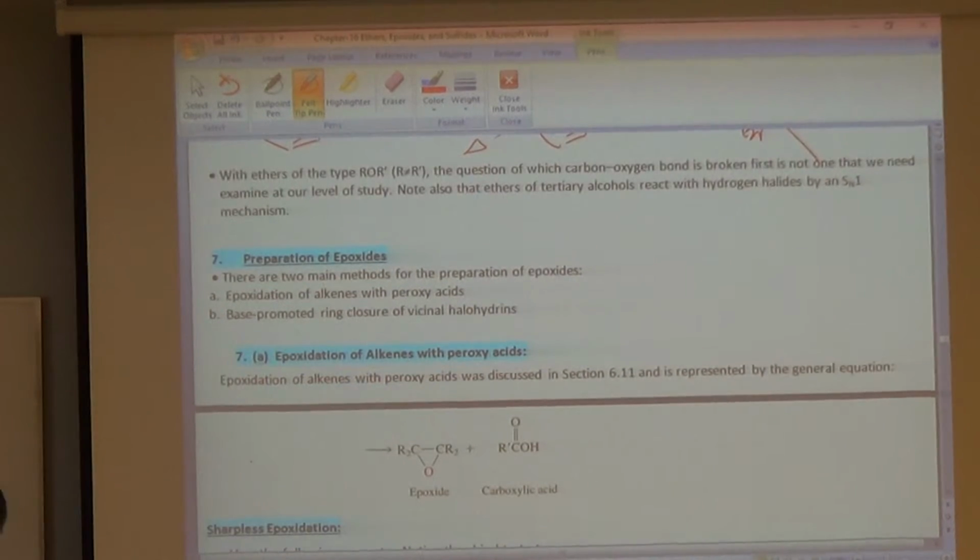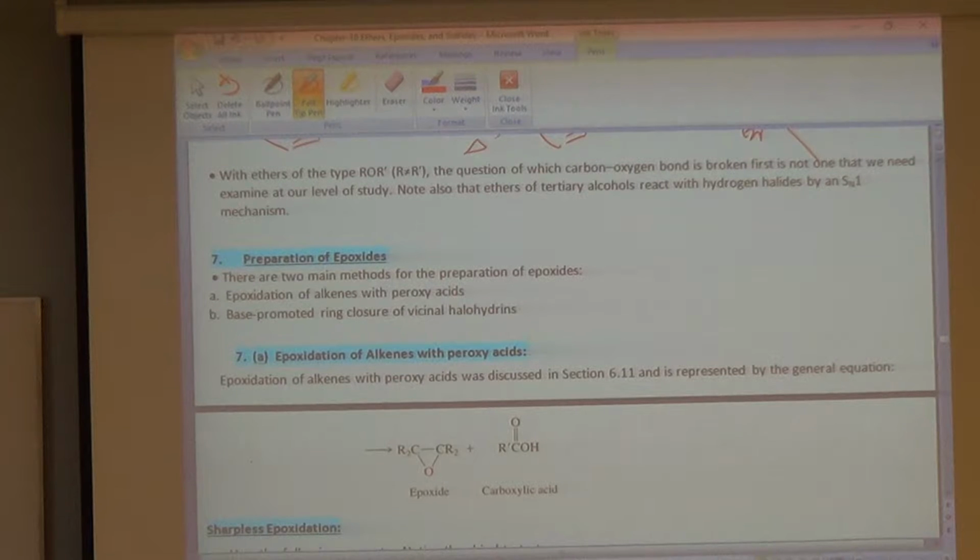So we are going to study two main methods to prepare the epoxide. The first is the epoxidation of alkene with peroxide acid. The second method is the base promoted ring closure of vinyl halohydrins. Let's examine these two in detail.